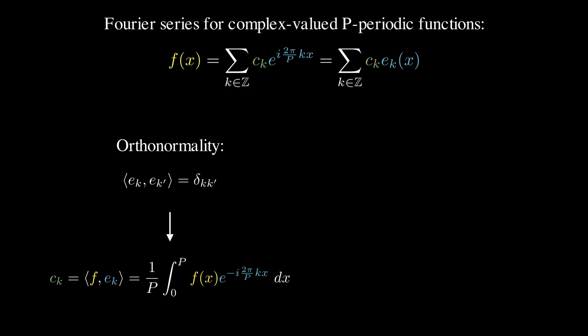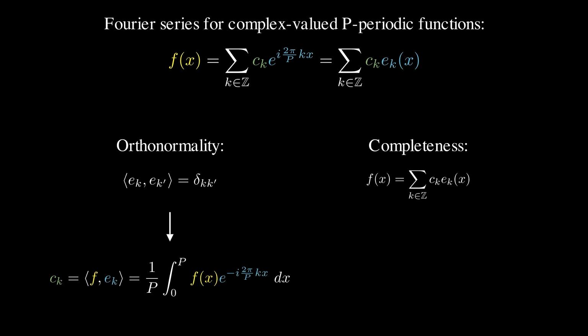But how do we know that all the basis functions ek are really enough to build all the functions that we want to describe? Or in other words, do these functions form a complete basis of our vector space of p-periodic functions? We now know that if our collection of basis functions ek is complete, we should be able to write any well-behaved complex periodic function as this series.